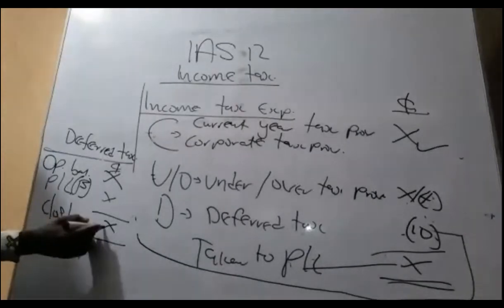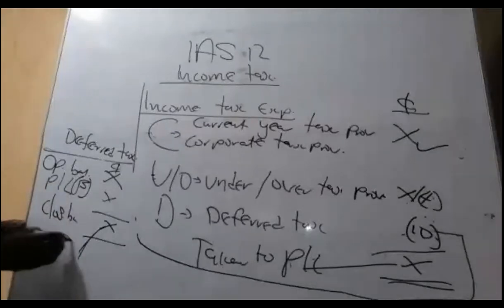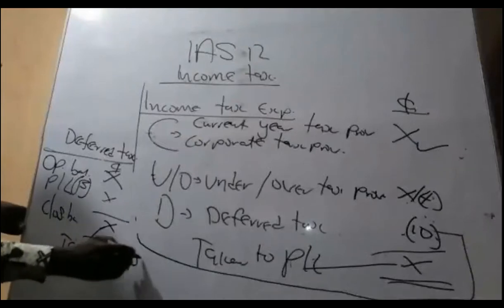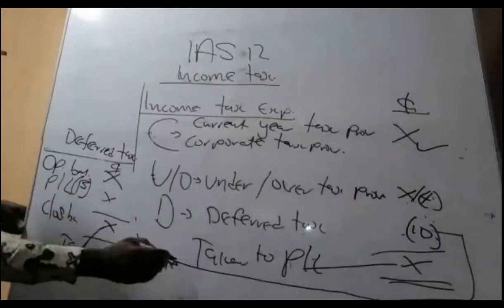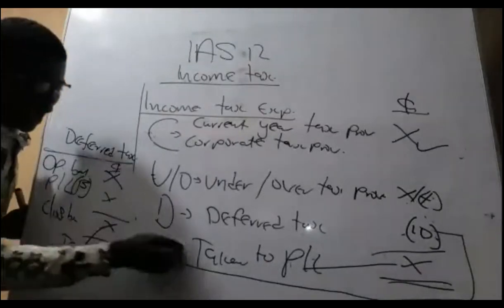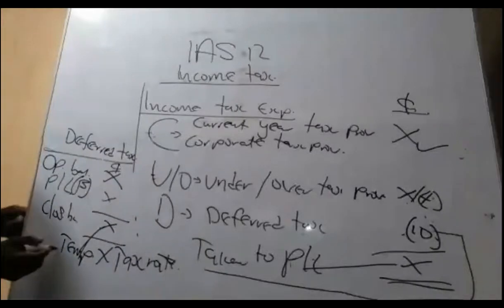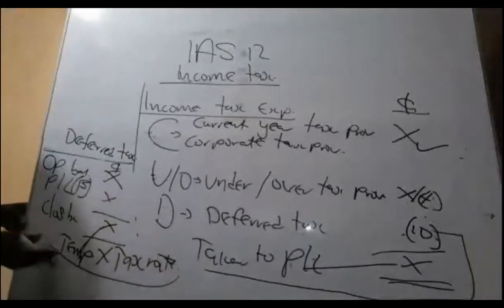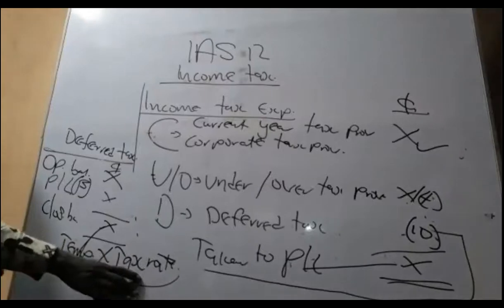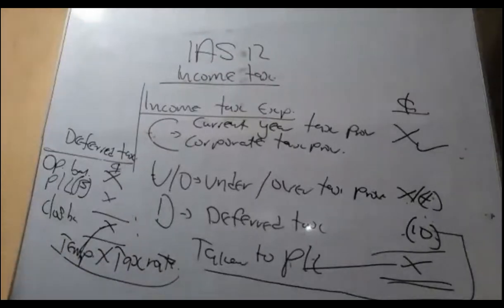Now the closing balance is nothing but the temporal difference times the tax rate. That's all. So the question is, you have to know how to calculate the temporal difference. Then you are done. When you get a temporal difference, then you relax. Then you multiply by the tax rate given to you. That's the deferred tax provision at the end of the year. Good.